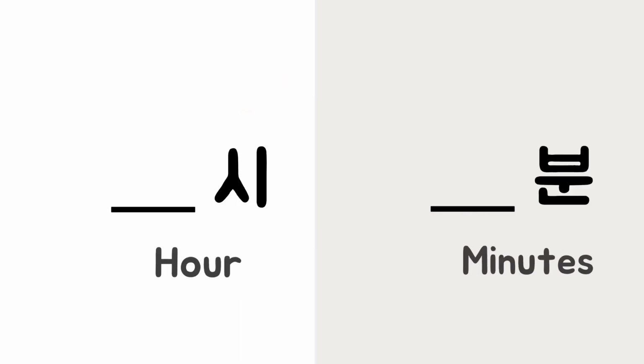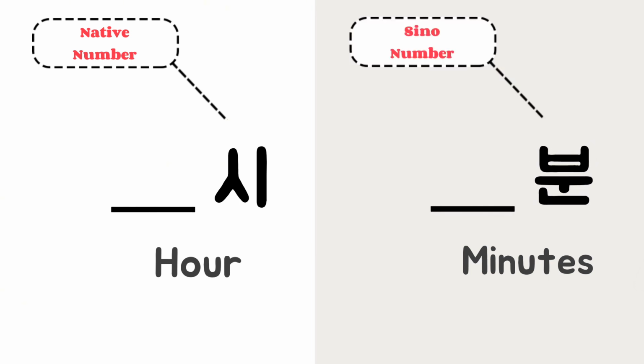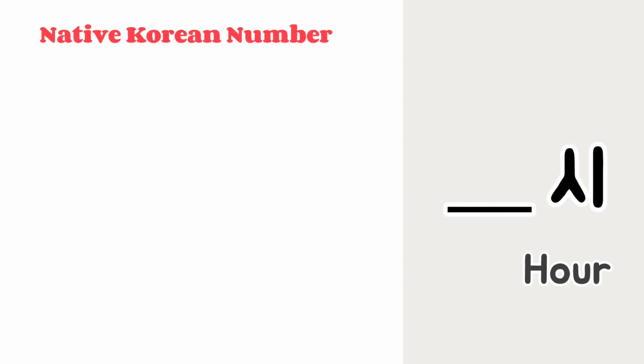When reading time in Korean, we use the word 시 for hours, using native numbers like 하나, 둘, 셋. And for minutes, it's 분, with Sino numbers like 1, 2, 3. Remember to state the numbers before these terms. Reading hours is a simple and quite straightforward rule. You can easily add numbers before 시, which is hour.